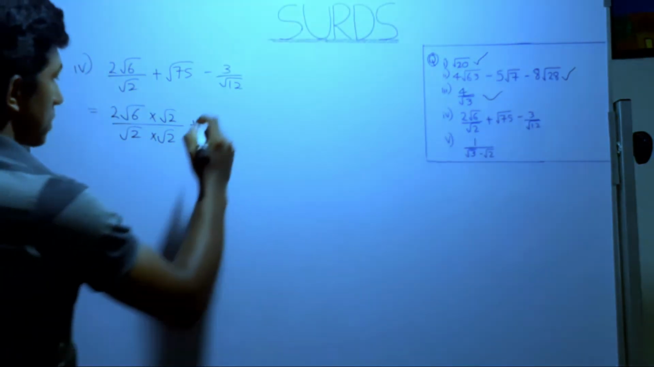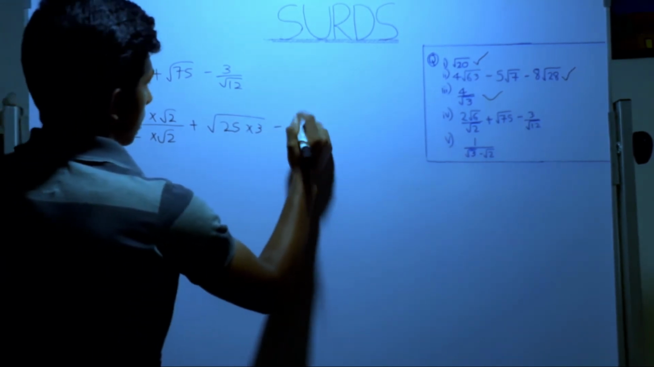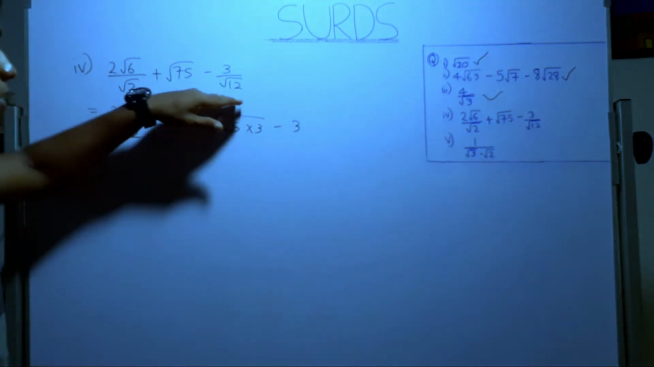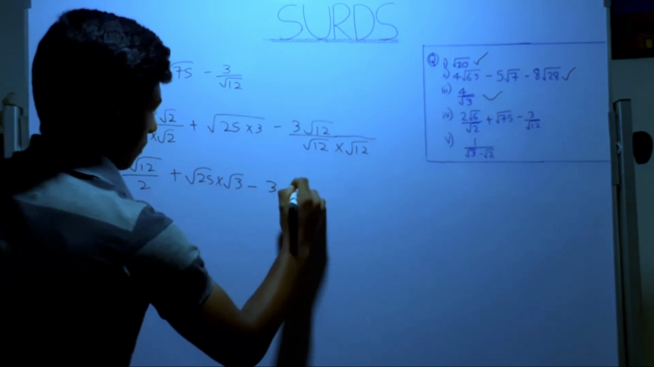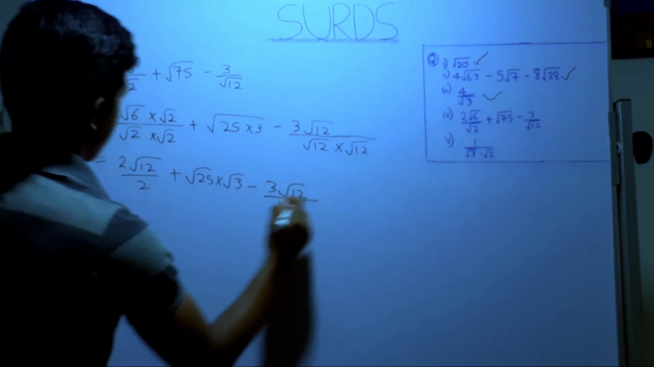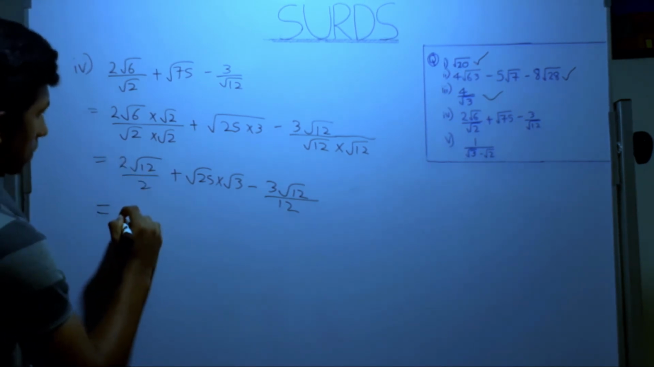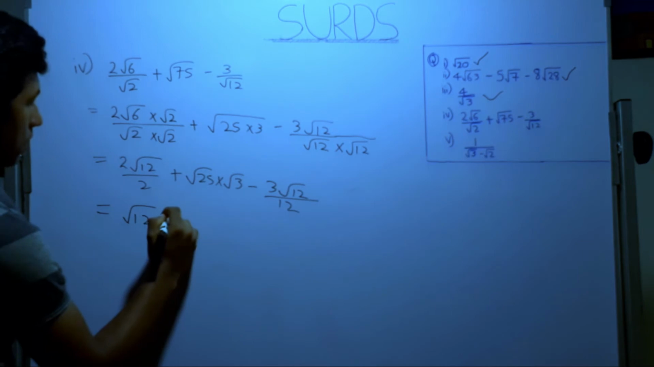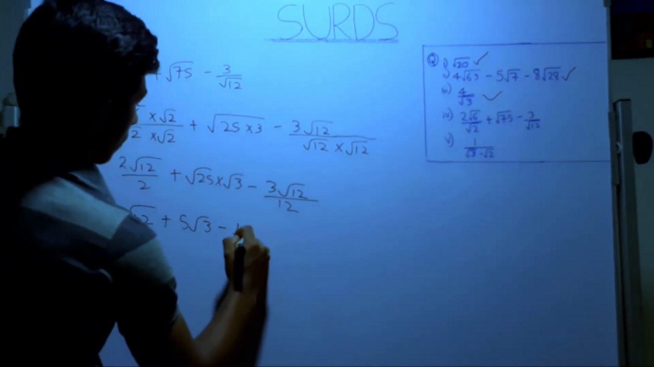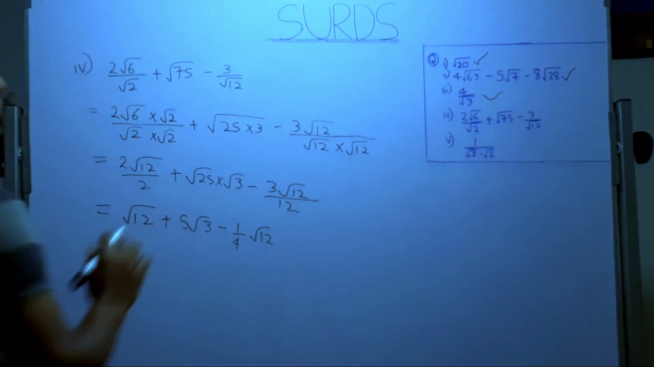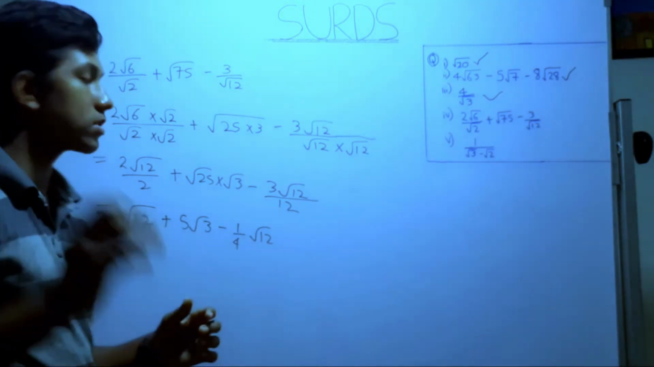25 is 5 squared, so we can write it as 25 multiplied by 3. Minus 3, now we have to get rid of this irrational number in the denominator, so we multiply top and bottom by root 12. Here 3 root 12 divided by 12. The 2 would get cancelled. So we're going to end up with root 12 plus 5 root 3 minus 1 over 4 root 12. Now if we look at root 12, we can write it in other terms. It would be 4 into 3, where 4 is a square number.